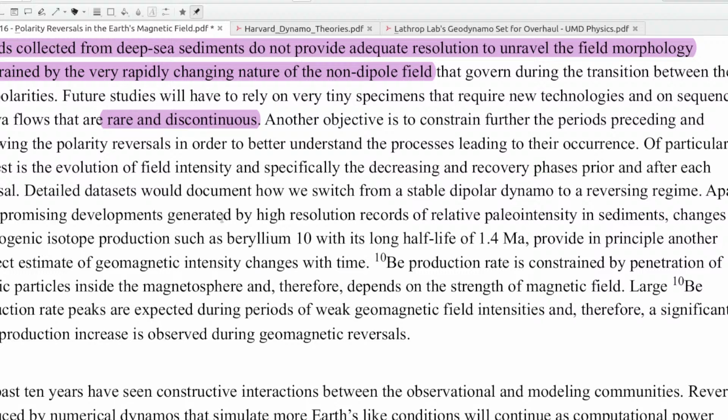Beryllium-10 production rate is constrained by penetration of cosmic particles inside the magnetosphere and therefore depends on the strength of the magnetic field. Large beryllium-10 production rate peaks are expected during periods of weak geomagnetic field intensities, and therefore a significant beryllium-10 production increase is observed during geomagnetic reversals.